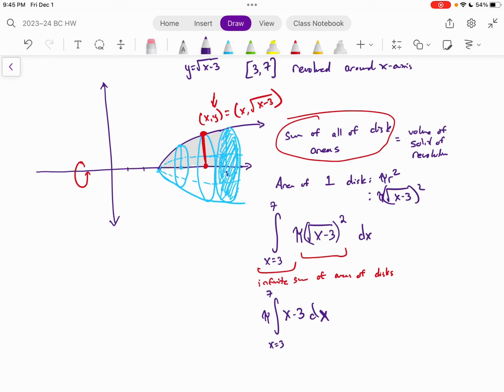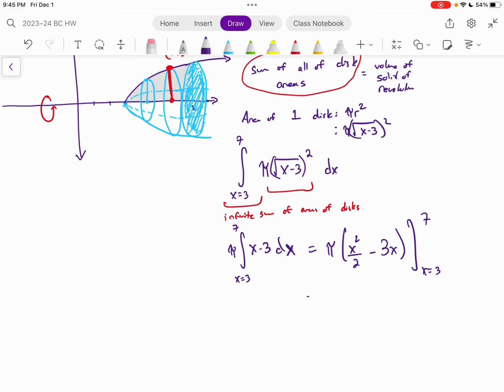We can follow this through to find my infinite area, or you could do that on your own if you want to pause me first. This isn't a particularly hard integral. I have pi times x squared over 2 minus 3x, evaluated at x equals 3 and 7. So this is going to be pi times 49 over 2 minus 21, minus the quantity 9 over 2 minus 9.